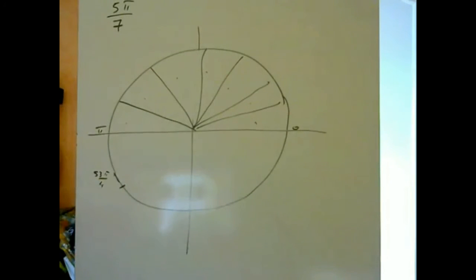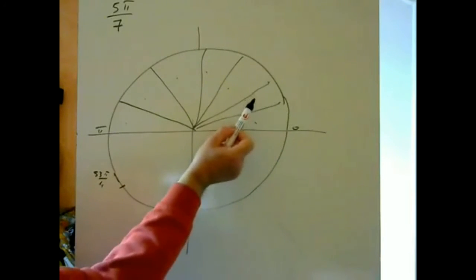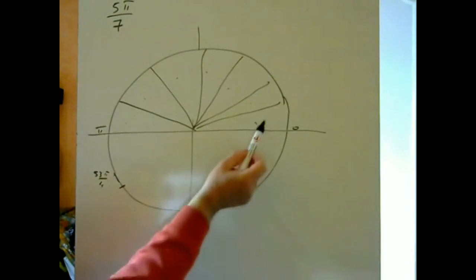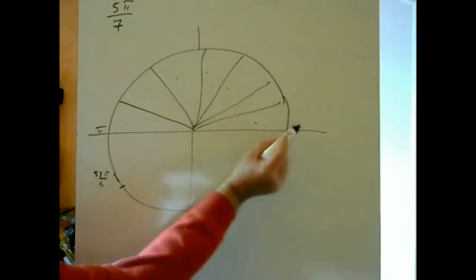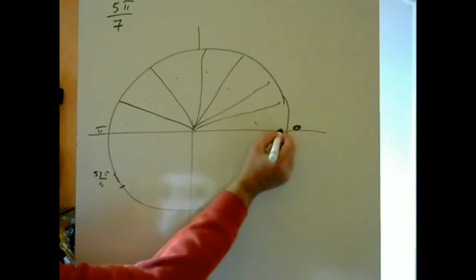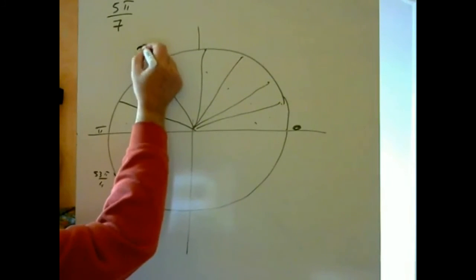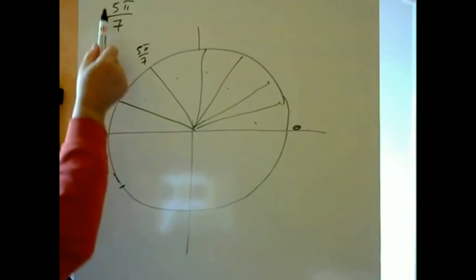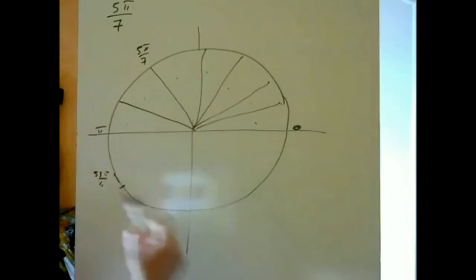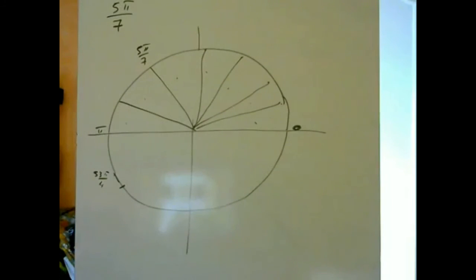So 5 pi over 7, starting from 0, and we always start an angle from 0. So I have 1 portion, 2 portions, 3 portions, 4 portions, 5 portions. 5 pi over 7. So for all the principal angles, I will place the angle like this. I divide pi into the correct number of equal portions, and I count the number of portions.